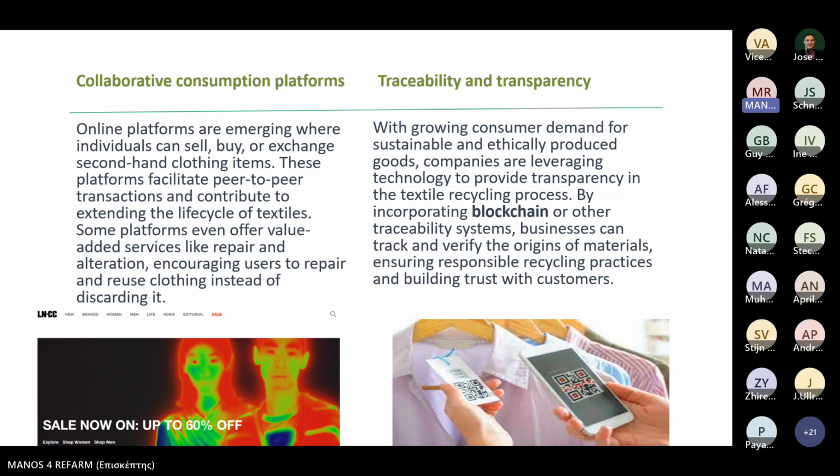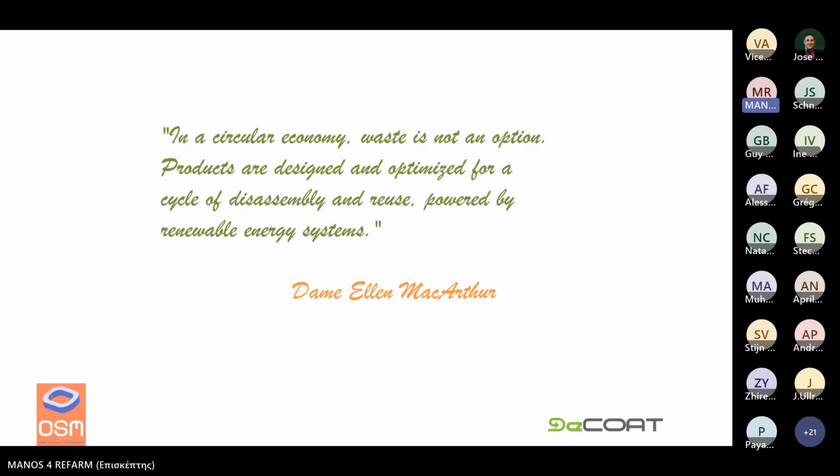With growing consumer demand for sustainable and ethically produced goods, companies are leveraging technology to provide transparency in the textile process, incorporating blockchain or other traceability systems to track and verify the origins of materials, ensuring responsible recycling practices and building trust with customers.